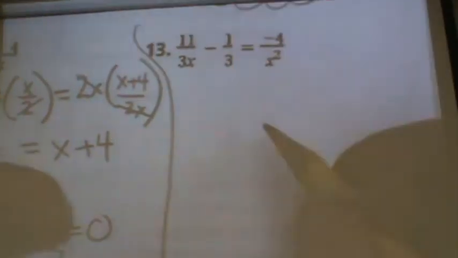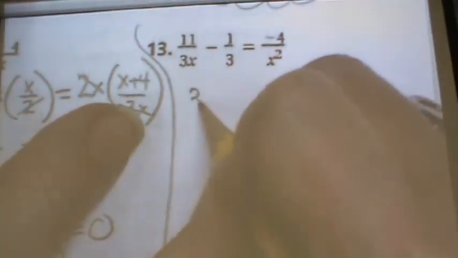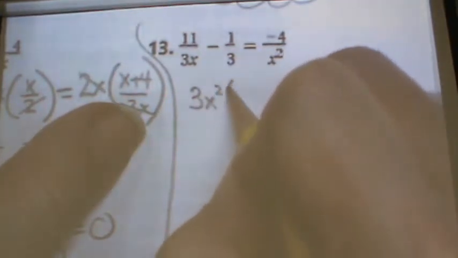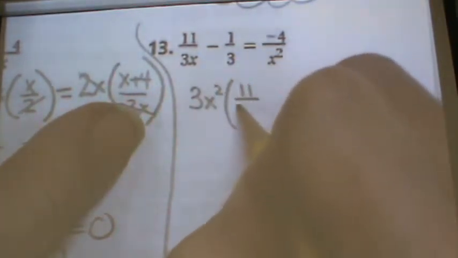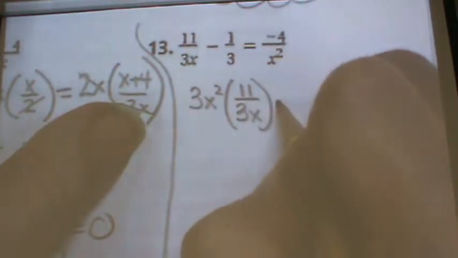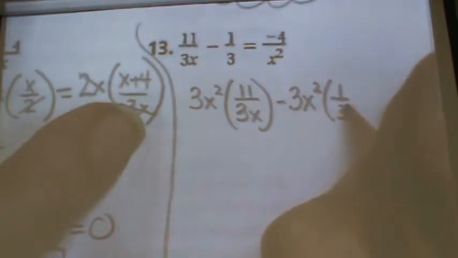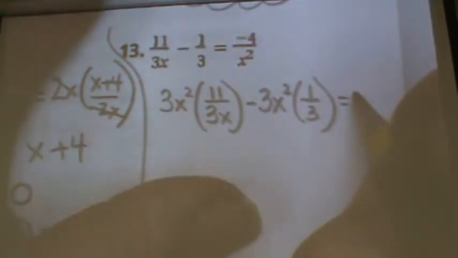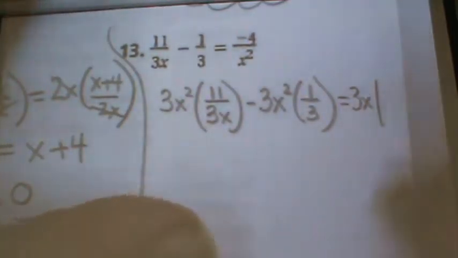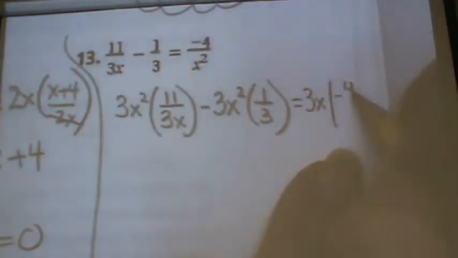Okay, number 13. Take a second and tell me what the least common denominator, or least common multiple, is. Squared. What is it? 3x squared. I heard 3x squared, and that is correct. So 3x squared times 11 over 3x, minus 3x squared times 1/3, equals 3x squared times -4 over x squared.